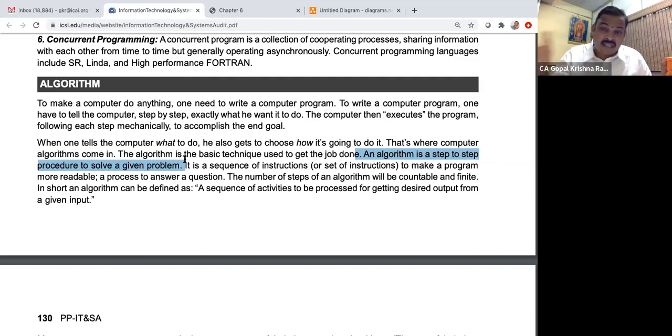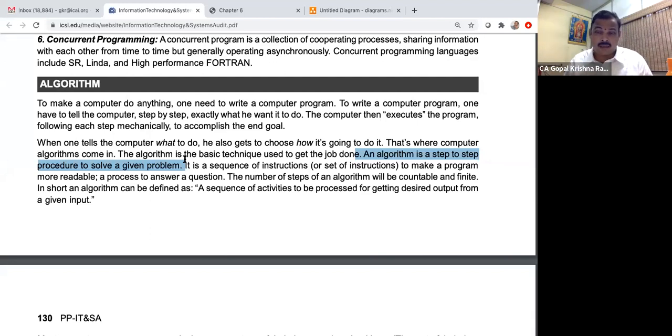Algorithm is not for machines. Algorithm is for human beings. Before I give instructions in high-level language to the computer, for the interpreter or compiler to execute, I myself as a human being must ensure whether that instruction is proper. That is why algorithm is a must. Before any software is developed, algorithm must be there.